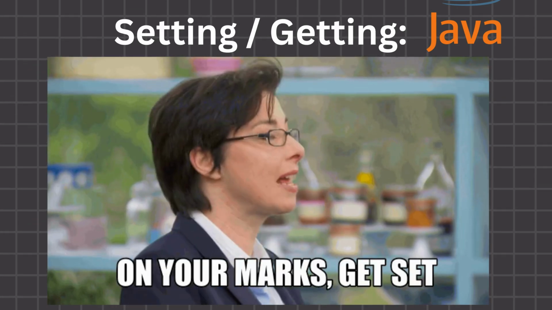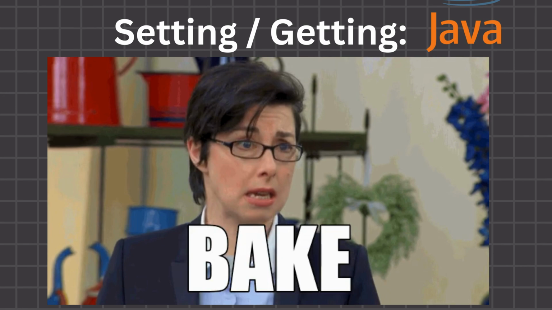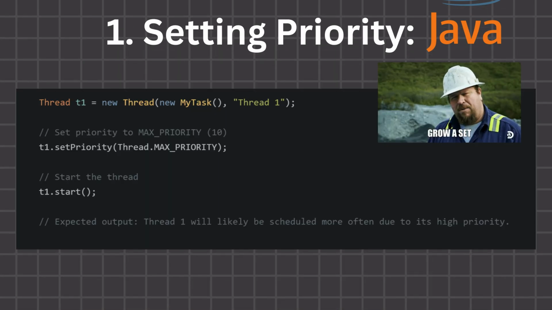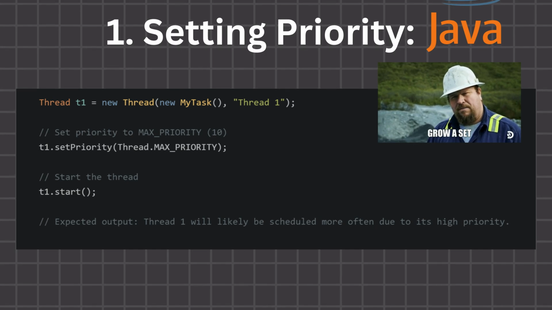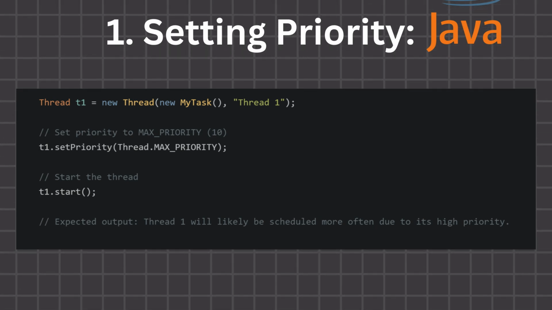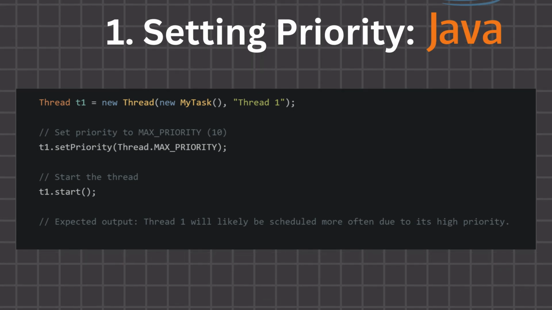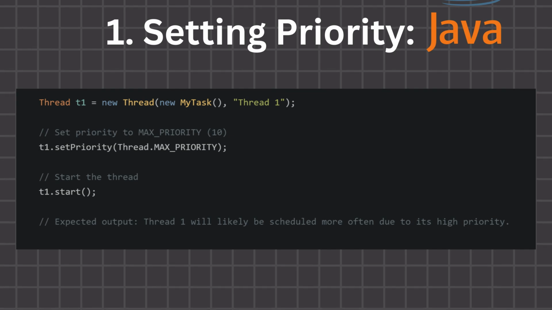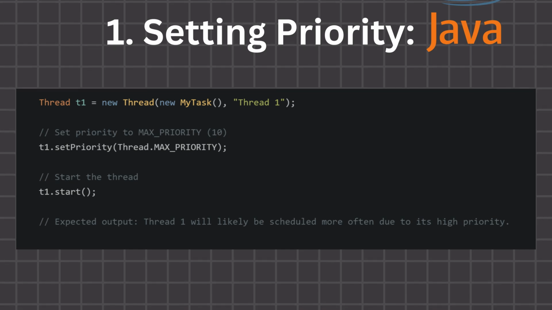Now that we understand what thread priority is, let's talk about how we can set and get the priority of a thread in Java. Setting the priority is really simple. All you have to do is call the setPriority method of the Thread class. This method takes an integer value between 1 and 10 as an argument and sets the priority of the thread accordingly. For example, if you want to set the priority of a thread to the maximum value of 10, you would use the following code: thread.setPriority(Thread.MAX_PRIORITY).